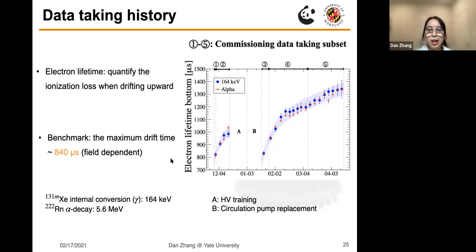And the electron lifetime, which describes how the free electrons survive while drifting up, is used as a parameter to estimate the data quality. So the bottom line is that the electron lifetime should be longer than the largest drift time in our detector, for the signals coming all the way from the cathode, which is around 840 microseconds. And that will apply as a hard cut for our data on electron lifetime. And you can also see how the sub-datasets span along the time. And the electron lifetimes, which are estimated by the de-excitation of xenon-131m and also the alpha decay of radon-222, are pretty consistent with each other.